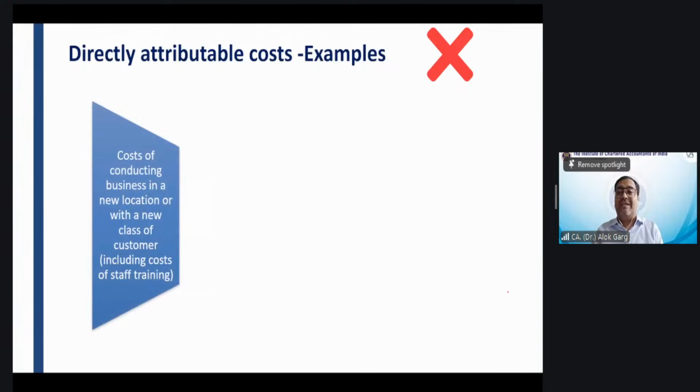डायरेक्टली एट्रीब्यूटेबल कॉस्ट के एग्जांपल्स कौन से हैं? ये वो हैं जो एग्जांपल नहीं हैं. These are those examples which are not examples. कौन कौन से हैं? ये कौन से एग्जाम्पल हैं जो एग्जाम्पल नहीं हैं? कौन से हैं? मेरी हेल्प तो करो.